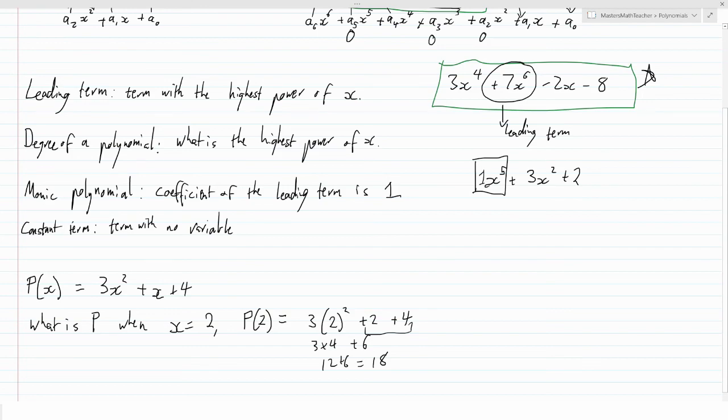So that's it for the lingo of polynomials. I hope this helps you understand some of the funky words that'll come up in this section.